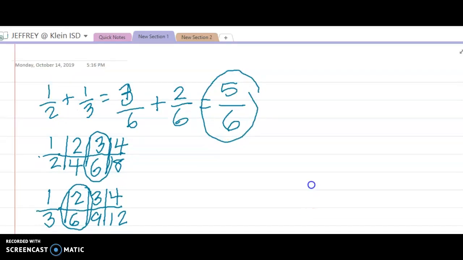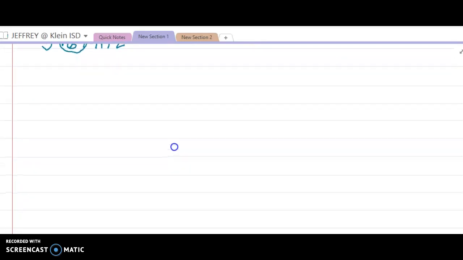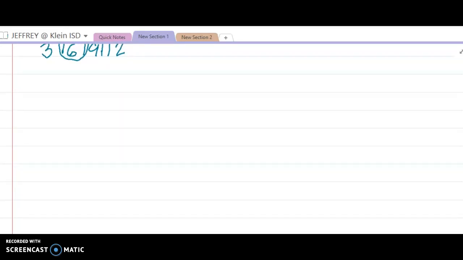We're going to do one more of these. So this time let's look at 1/4 plus 1/12. Again, a 4 is the denominator, a 12 is the denominator. You cannot add fractions if the denominators are not the same. So I'm going to make them the same by using an EFT.